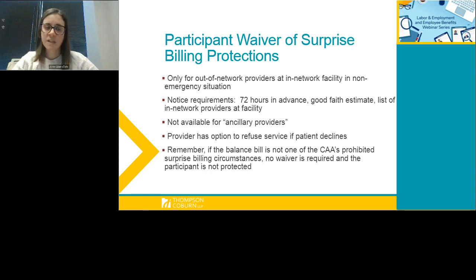It's also important for plans and for participants to keep in mind that there is an option for participants to waive their surprise billing protections. This only comes up in one of the three categories of surprise medical bills. Again, we talked about emergency services, air ambulance services, and out-of-network providers at in-network facilities. The waiver is only an option in that third category, for out-of-network providers at in-network facilities, and only in non-emergency situations. The provider must give a certain notice to the participant of their option to waive.